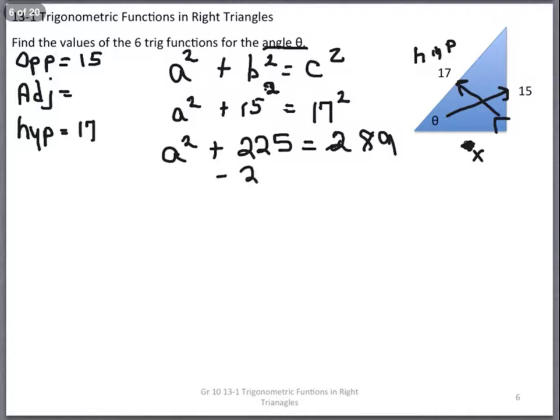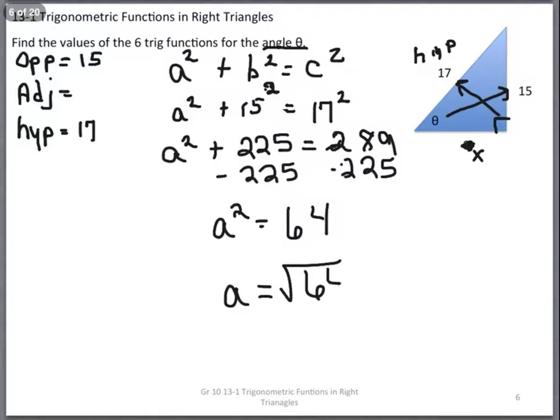So now I'm going to subtract 225. We have a squared equals 289 minus 225. That's 64. So a is equal to the square root of 64, so a equals 8. So our adjacent side here is 8. Okay, our adjacent side is 8. Now, I'm going to take a minute, let you get that written down.